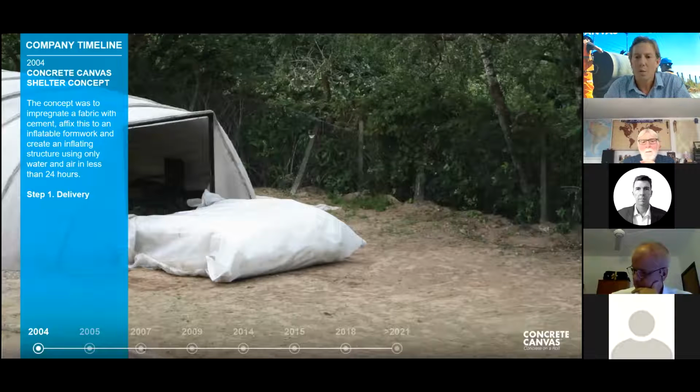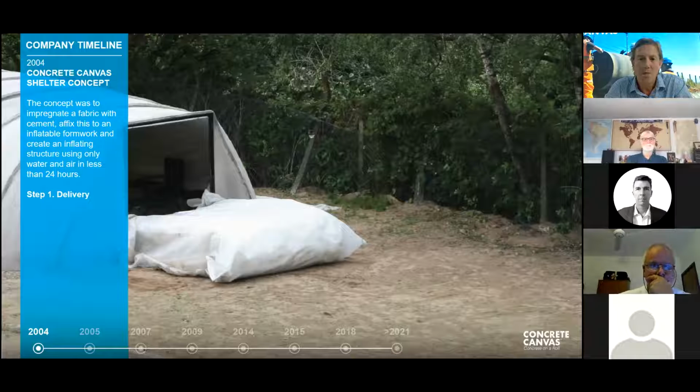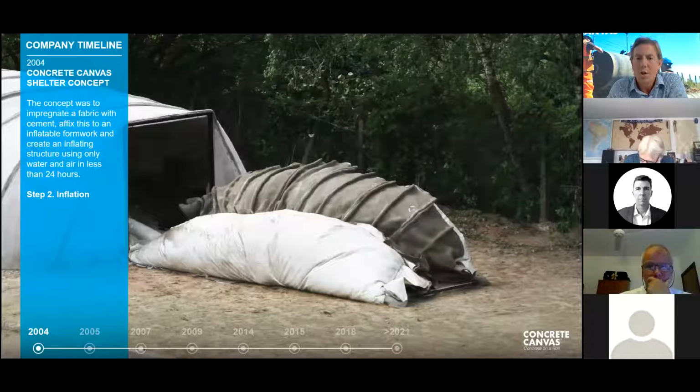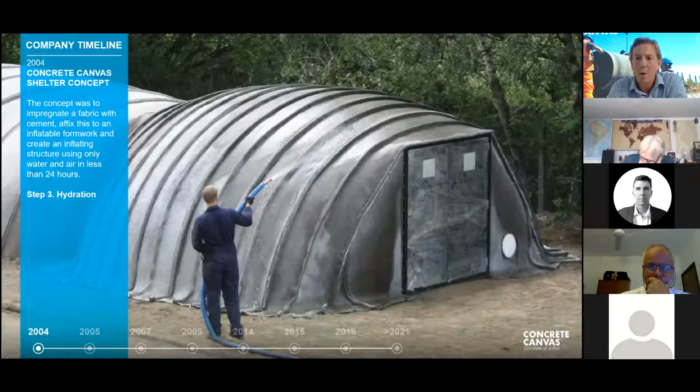So this is what the concrete canvas shelters look like pre-deployment. This is the sack that's delivered to site. It comes with an inflation unit, which is electrically powered. Once it's plugged in, about 20 minutes, the structure unfolds and inflates. Once it's inflated, the concrete-filled fabric on the outside can be sprayed with water.